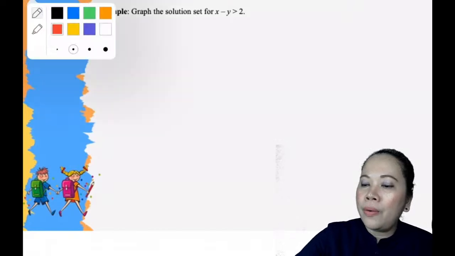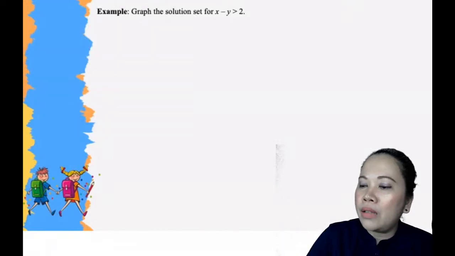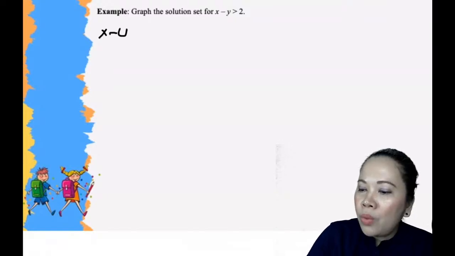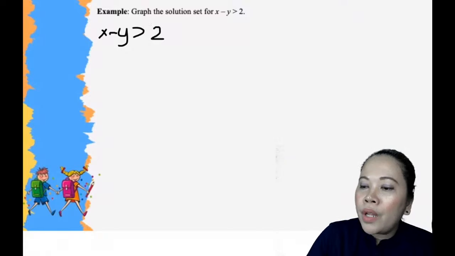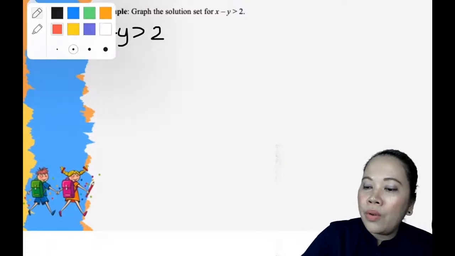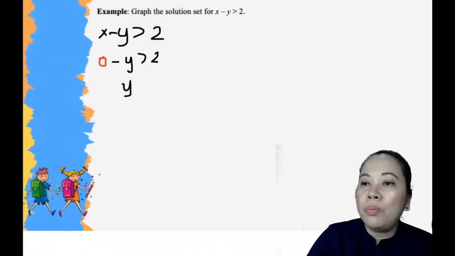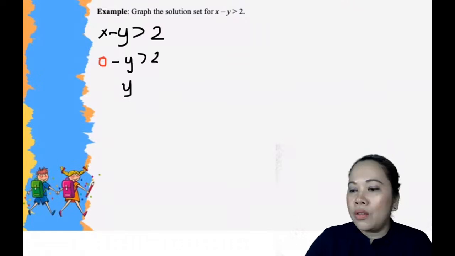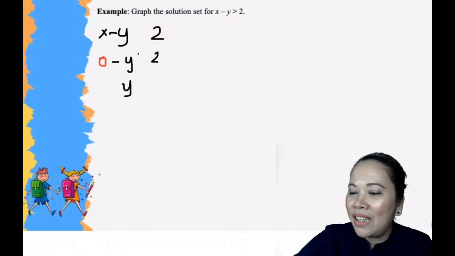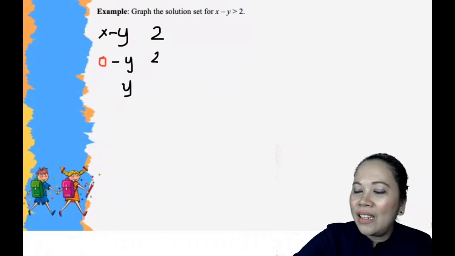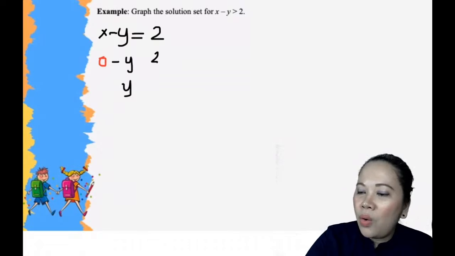So you have x minus y greater than 2. When x is 0, y would be, what will be y? Why am I using inequality again? When x is 0, y would be negative 2, right?